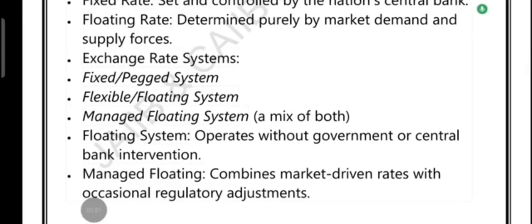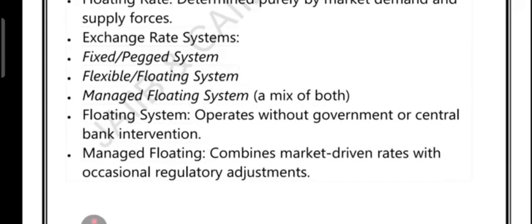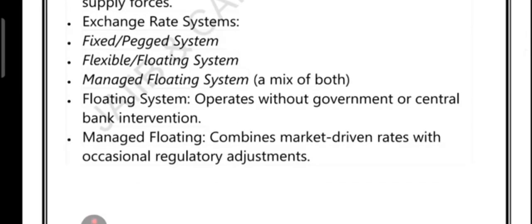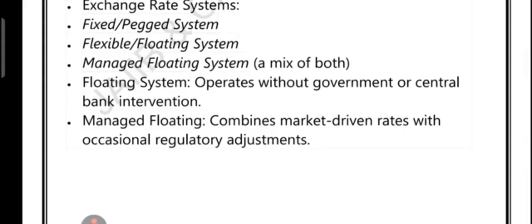What happens in the fixed exchange rate system? The rate is tied to another currency. That is called the pegged system. Flexible and floating system, what happens? The rate changes freely with the market. No government interference is there. And then we have the managed floating system, which is mostly market driven, but the central bank steps in occasionally to adjust things.